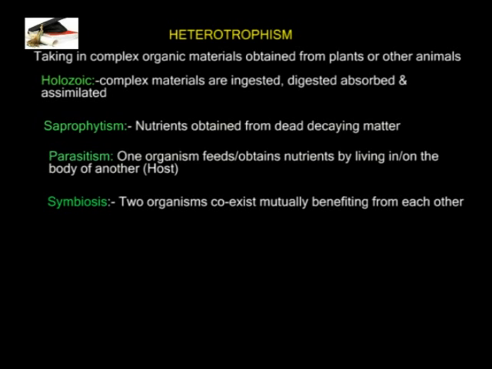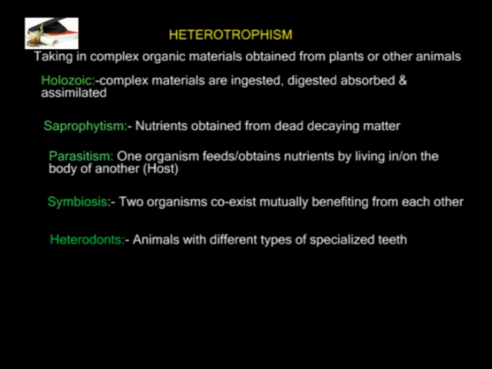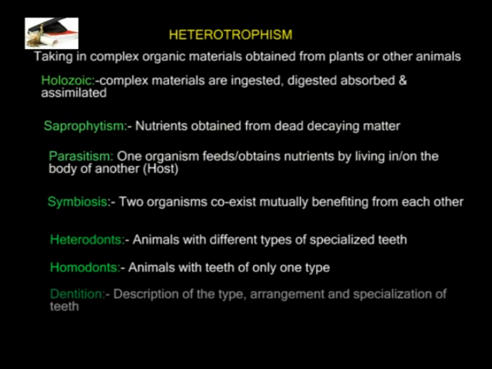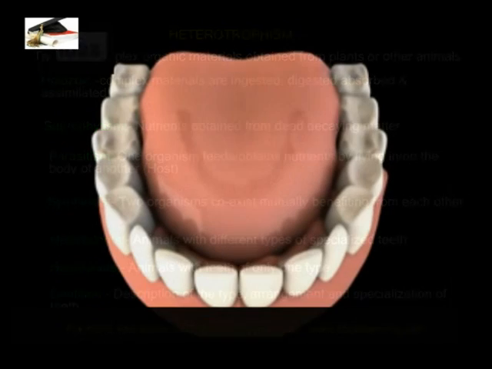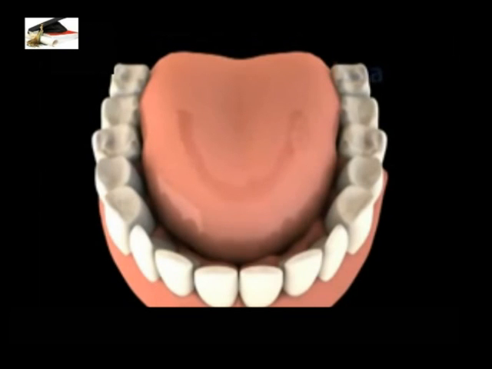Many big-sized animals take in large particles of food of different types and are therefore grouped into three categories, namely herbivores, carnivores, and omnivores. These animals have four different types of teeth: the incisors, canines, premolars, and molars, and are thus referred to as heterodonts. Other vertebrates have teeth of the same sizes and shapes and are therefore called homodonts. The description of types of teeth, their arrangement and specialization is called dentition. Teeth are arranged in groups to occupy specific positions in the jaw.